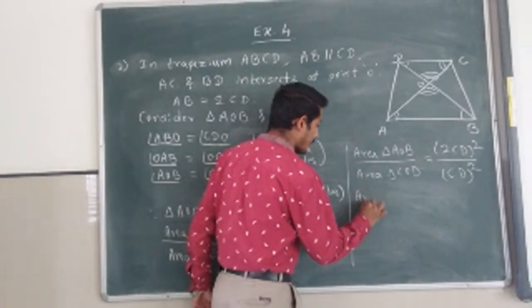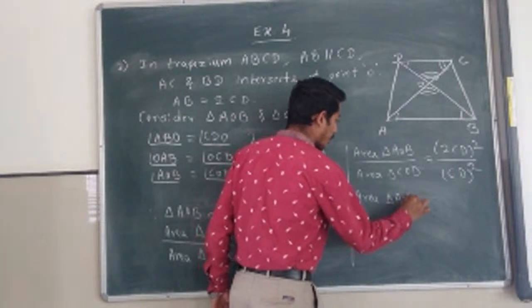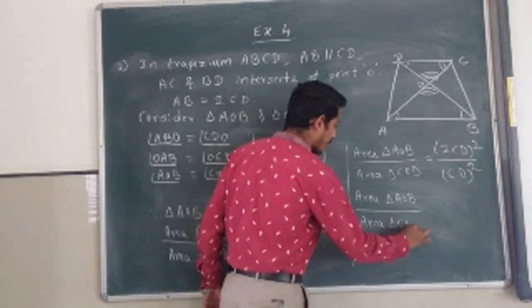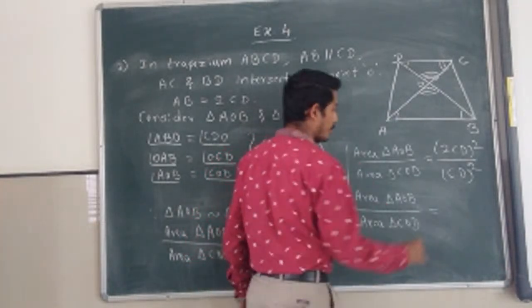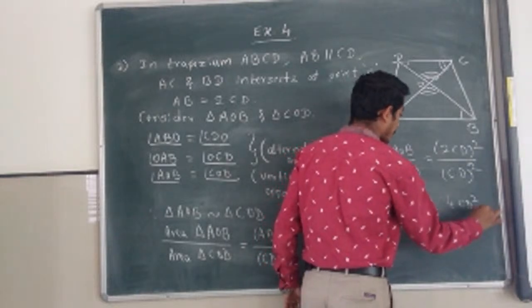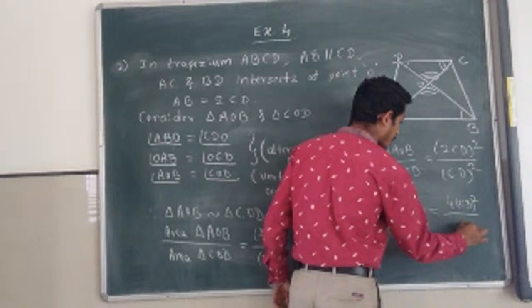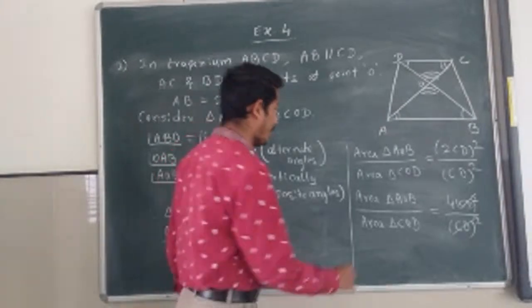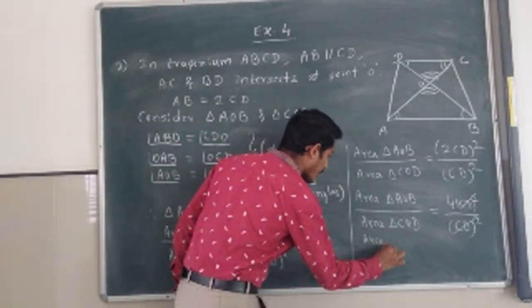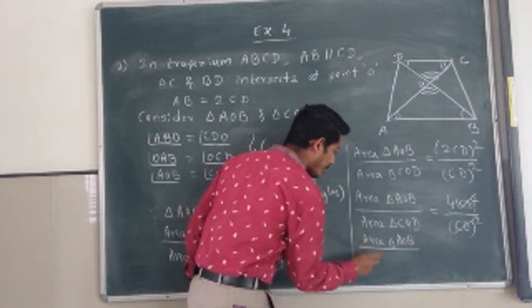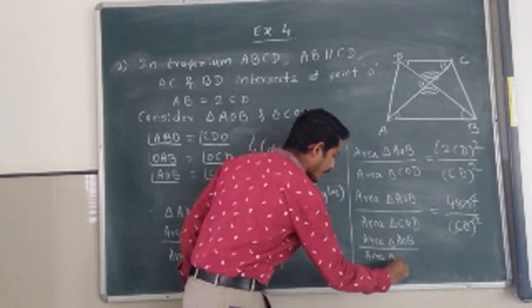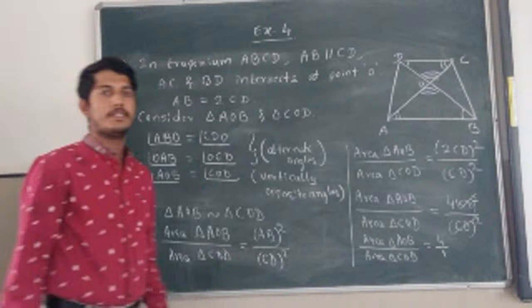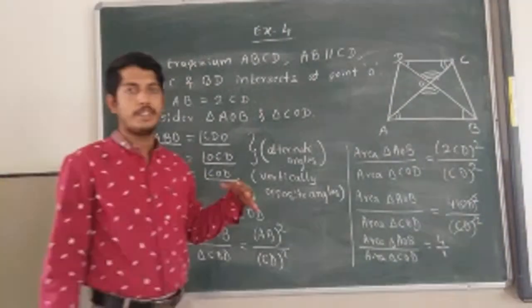That's why area of triangle AOB divided by area of triangle COD is equal to 2 squared, which is 4, times CD squared divided by CD squared. Now CD squared gets cancelled, and the remaining is area of triangle AOB divided by area of triangle COD equals 4. Nothing is present in the denominator, it is 1. That means the ratio of the areas of the two triangles is 4:1.